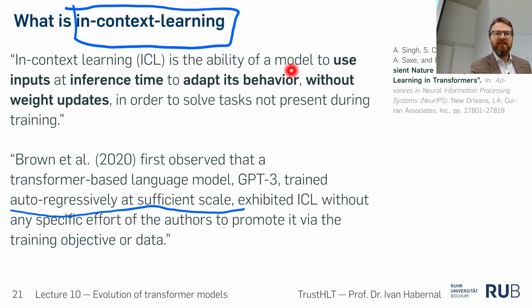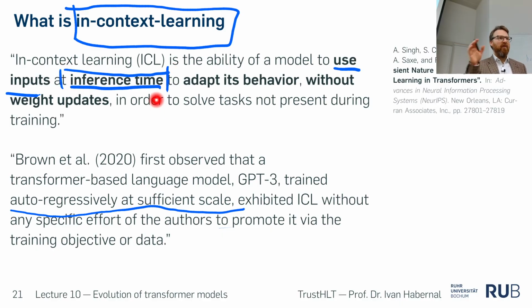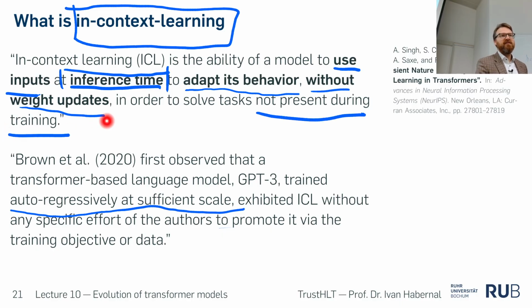In-context learning is the ability of a model to use inputs at inference time, so no training, inference time, which means you have the model and you type your input and you want to produce some output. And during that inference time, the model adapts its behavior without weight updates in order to solve the task which was not present during training. So this is interesting. You have the model which never saw your task before, and you can show it a task and say, do this, and maybe show a few examples of this task. And the model will adapt itself to your task to solve it.